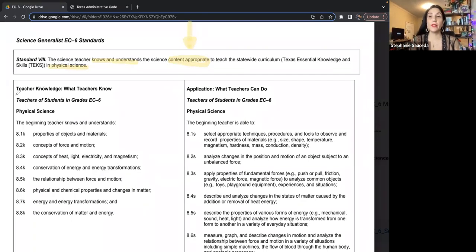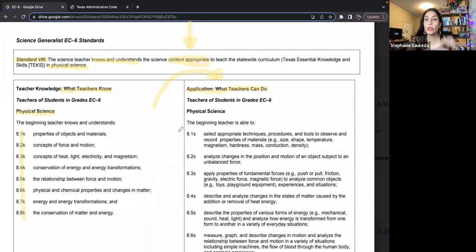So on the left-hand column, you have physical science objectives, facts that you have to note. They're all denoted by a K, 8.1K, because it's standard 8, 8.1K. And it's what you need to know before you enter the classroom. And this is what you need to be able to do, your application of your knowledge of physical science. So you should know properties of objects and materials and concepts of force and motion.